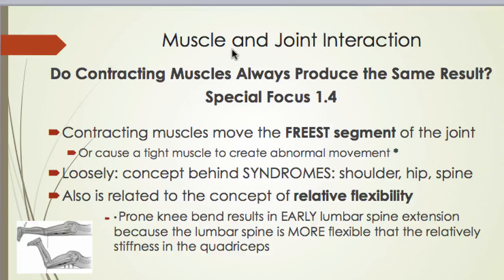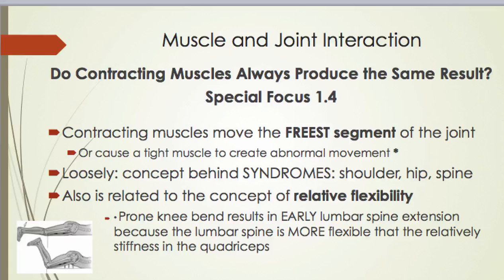Loosely speaking, this is the concept behind those syndromes we talked about for lumbar flexion and extension, and for hip anterior and posterior glides. So for the shoulder, the hip, and the spine, this freest segment has a great deal to do with the patient's direction of preference, for example in the lumbar spine, and the forces that caused the problem in the first place. It's also related to that concept of relative flexibility.